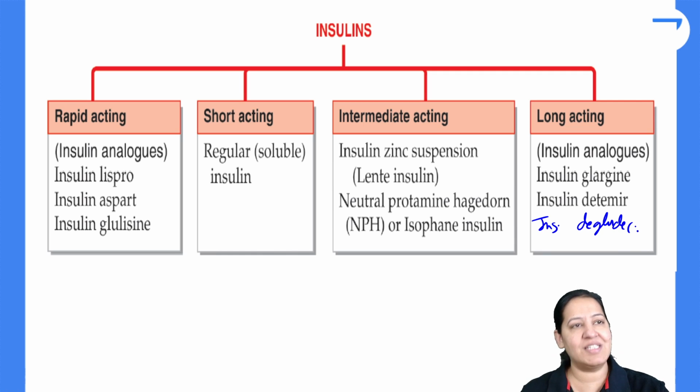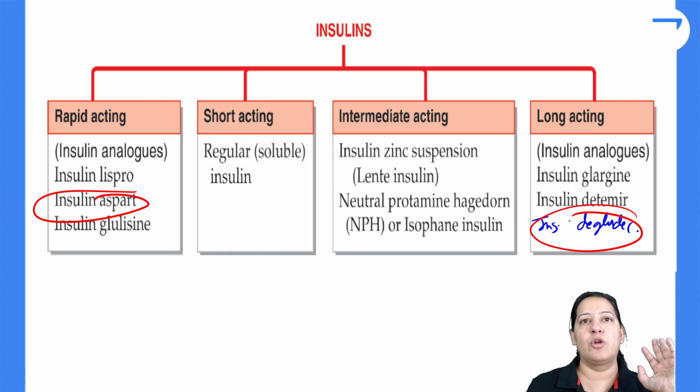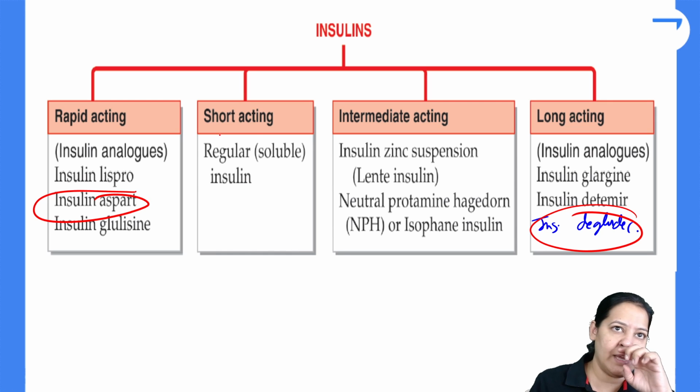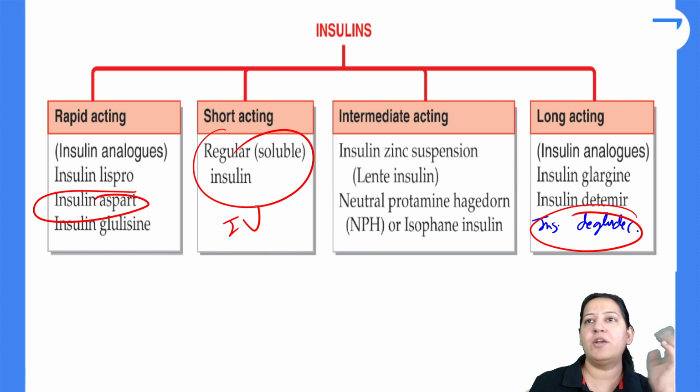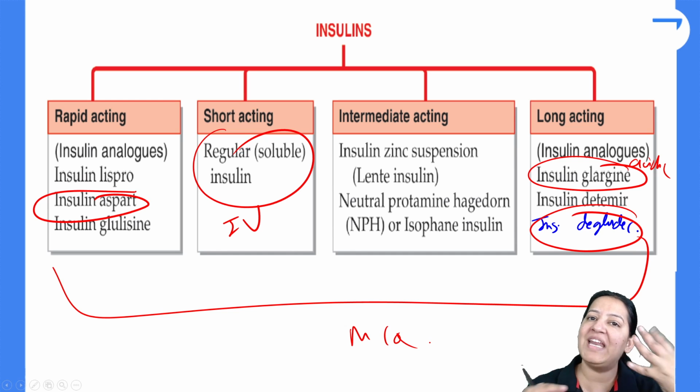The shortest acting among them is aspart, and the longest acting among them is degludec. Only one which can be given IV is regular, and the only one which is acidic and cannot be combined with others, acidic pH, is glargine. MCQs on these four are repeated many times.